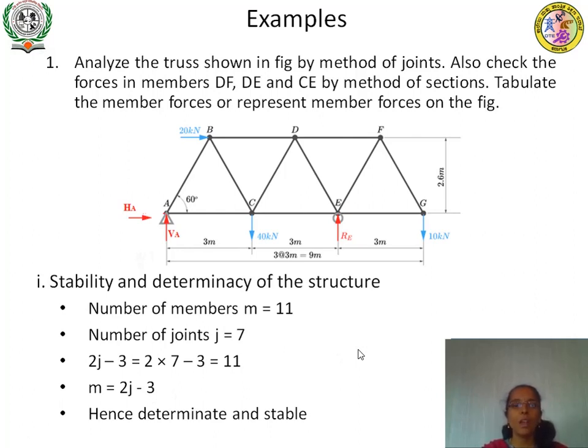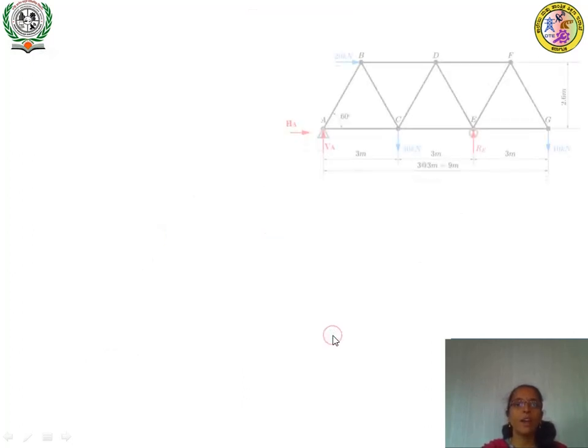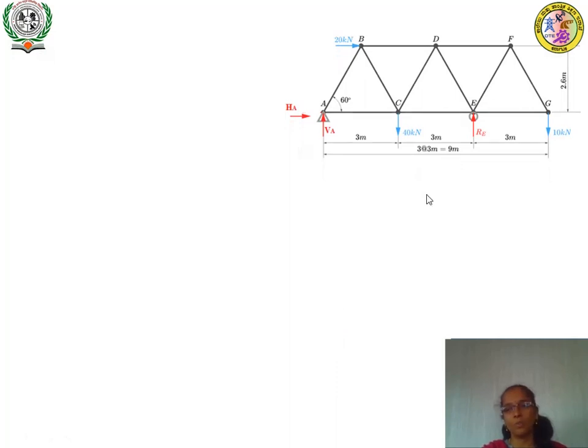Okay, so this may be calculated in the exam or you can leave it, but for your reference this is how you have to calculate the stability and determinacy of the structure. Okay, so next we'll find the reactions for this truss.